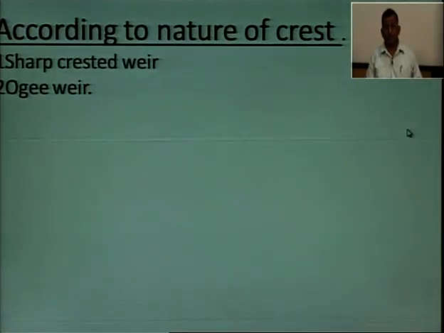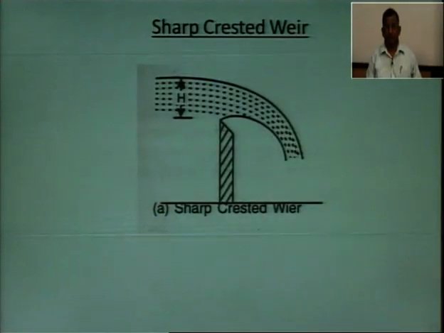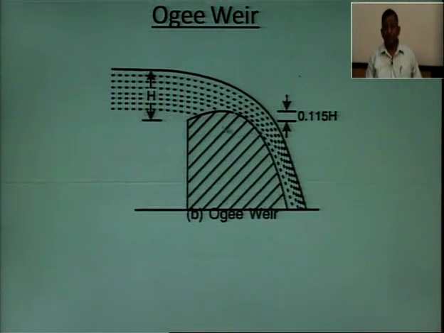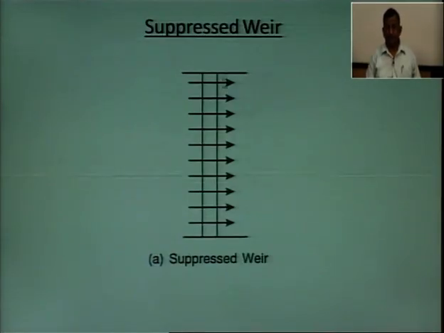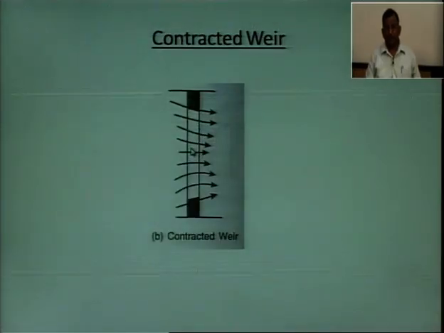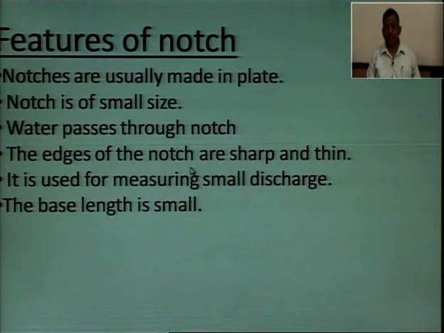Then according to the nature of the crest, sharp crested, ogee weir. In this case the weir which we have made has a very sharp crest. Then we come to the ogee. Ogee means this type of shape we are getting for the weir. Then according to the end conditions, suppressed weir or the weir with end contractions. This is the suppressed one and this is a contracted weir. From the total width we minimize by certain factors, that is a contracted weir.